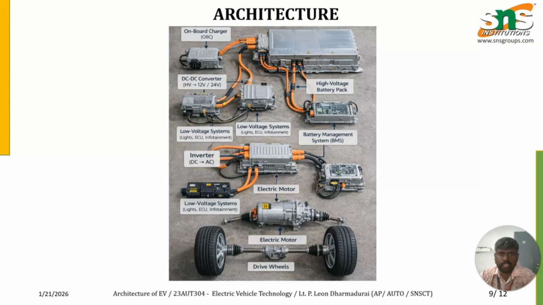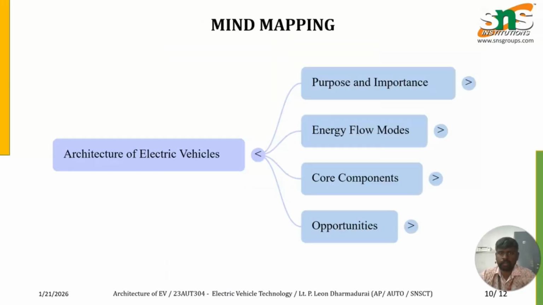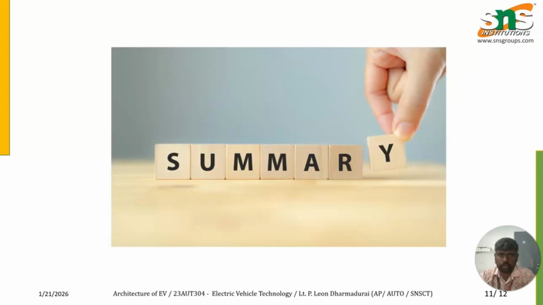From there, the DC to DC converter is placed, and from the DC to DC converter the current goes to the inverter, where the DC is converted into AC. From there it is sent to the electric motor, and from the electric motor to the drive wheels, and with that the vehicle is driven. In this slide, a mind map is given to share the overall things that you have seen in the slides so far.